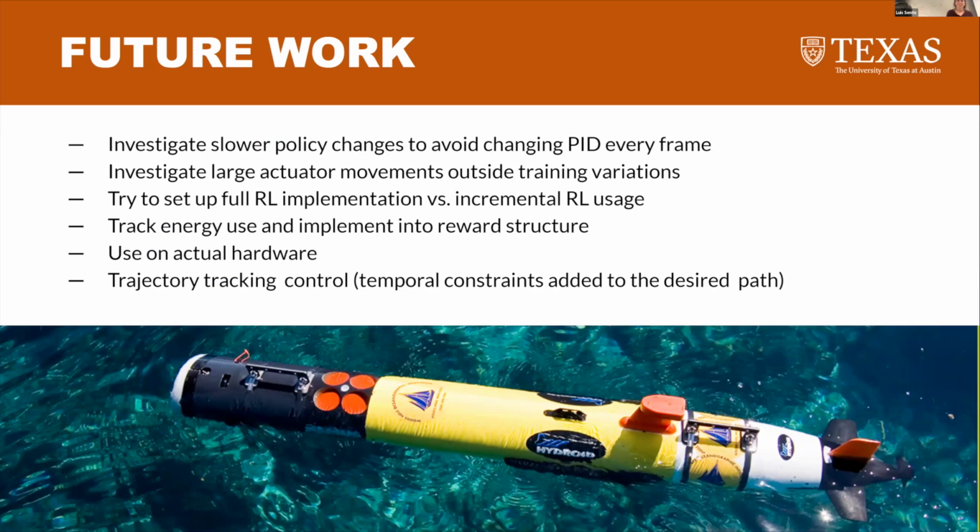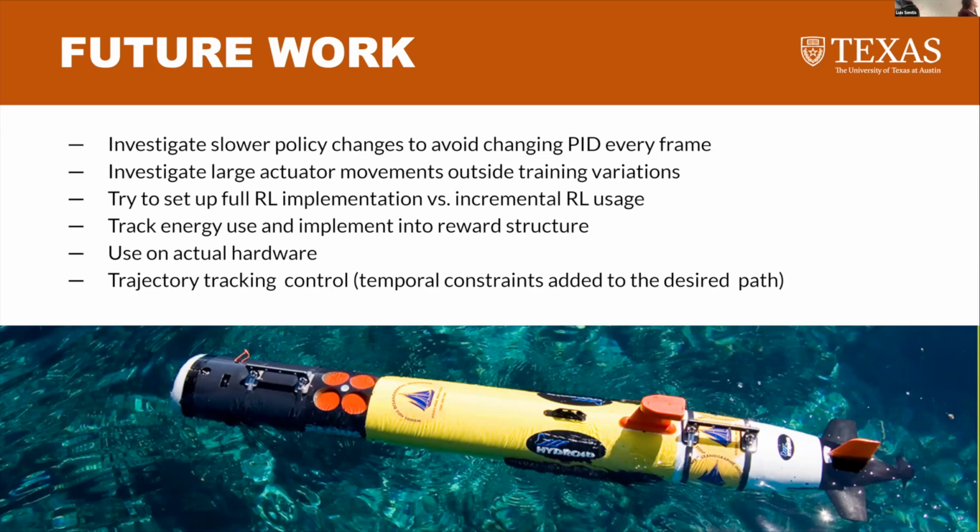And looking at our future work, as Kelsey mentioned previously, probably investigating the policy changes. So rather than every time step within the simulation of the episode, setting some threshold that the error has to be over before you look at even changing that PID coefficient. Looking at investigating the large actuator movements outside of training variations, then actually going back and trying to set up that full reinforcement learning implementation rather than just an incremental version that we went with for our final results.